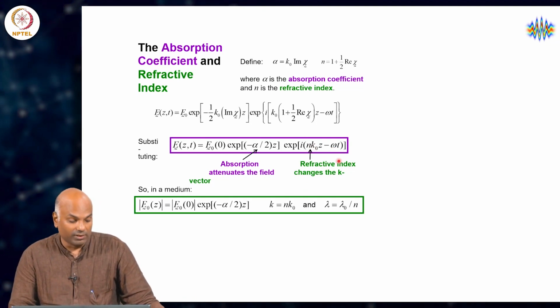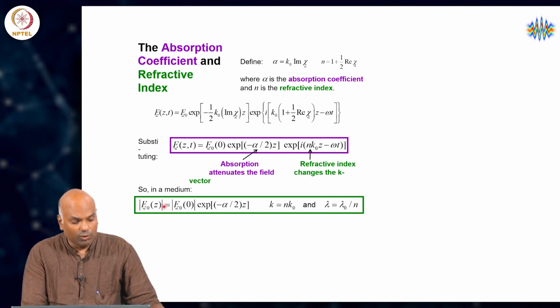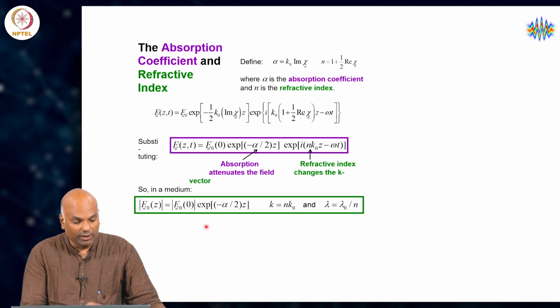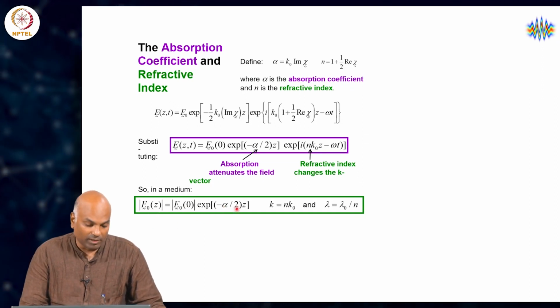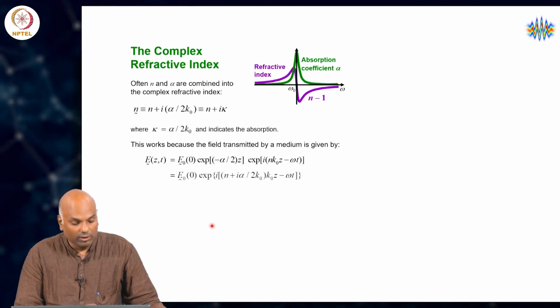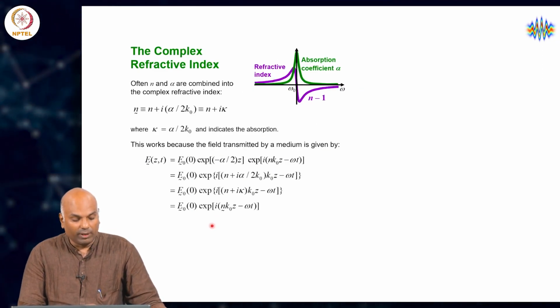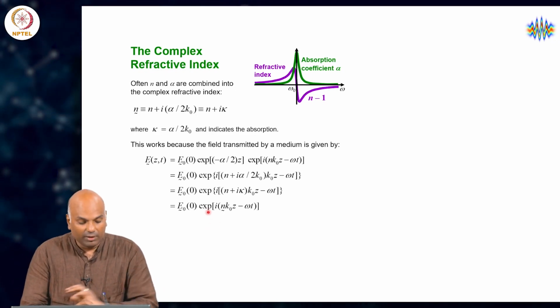So everything is scalar over here, and of course, in a medium we essentially have the amplitude diminishing by a factor of minus alpha by 2 times z. All this is well borne out by our current treatment of the way we have written the refractive index.